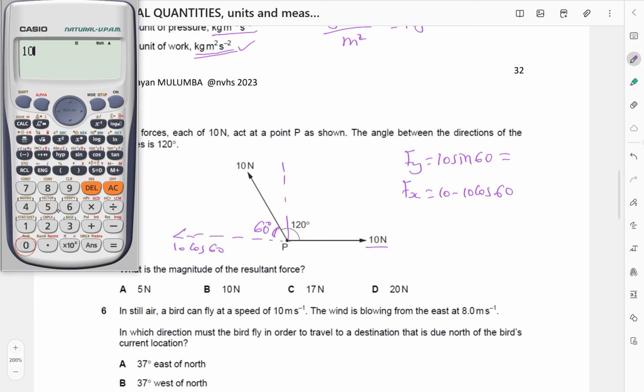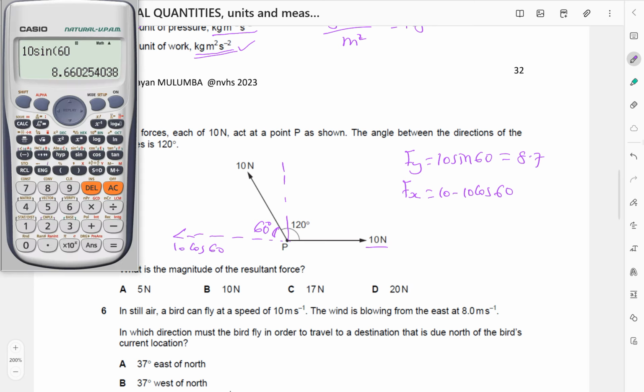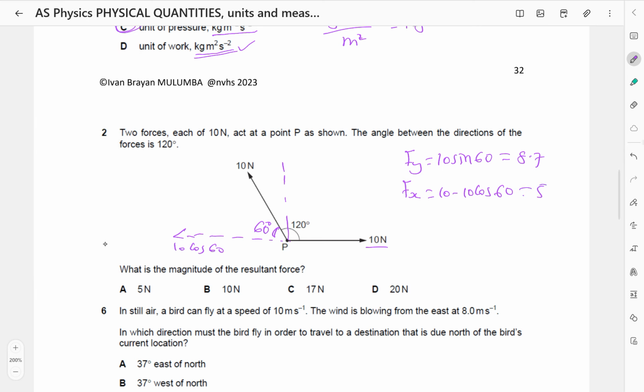So 10 sine of 60 is about 8.7. And then 10, of course, cos 60 is 0.5. So 10 minus 10 cos of 60 is 5. So this is 5. So the resultant is going to be the square root of 5 squared plus 8.7 squared.